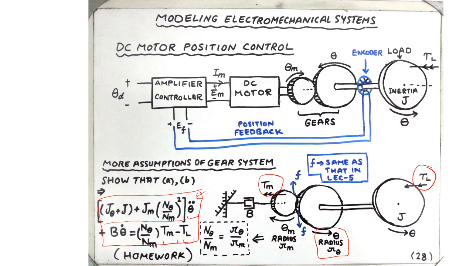The right hand side of the equation has the coefficient of the motor torque, that is n theta over nm. What is that? Well, that is just the ratio of the number of teeth on the larger gear to the number of teeth on the smaller gear, which is the same as the radius of the larger gear divided by the radius of the smaller gear. That is the same as Rs, or 1 over Rs to be specific, the gear ratio.